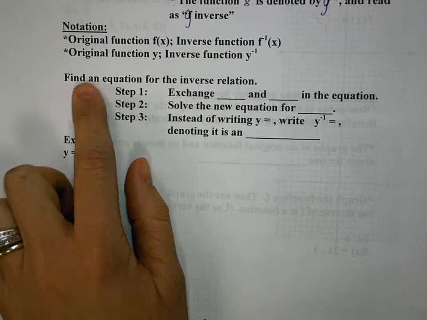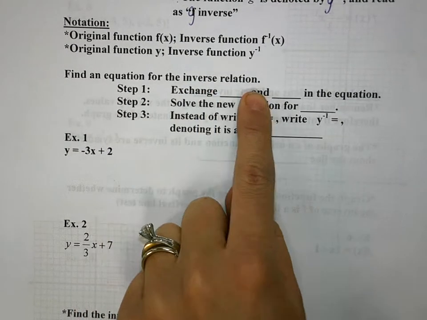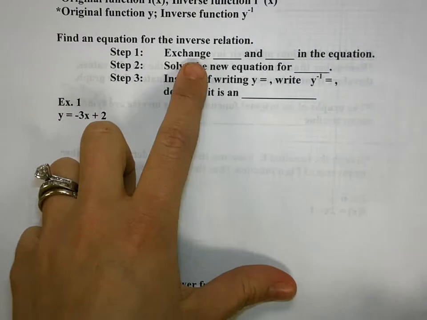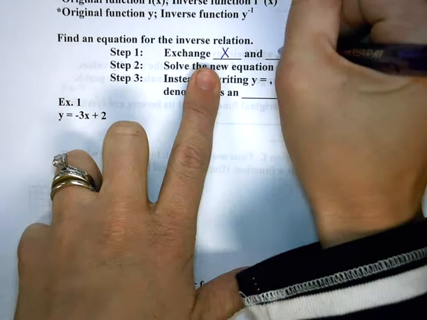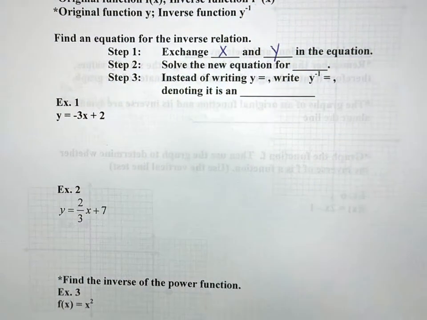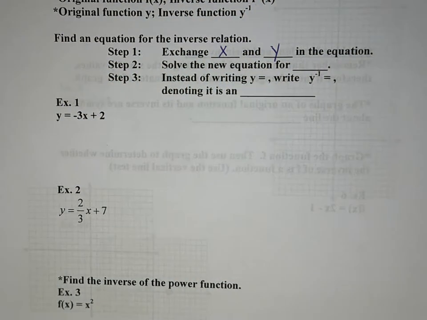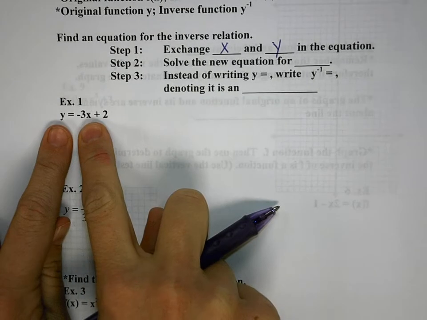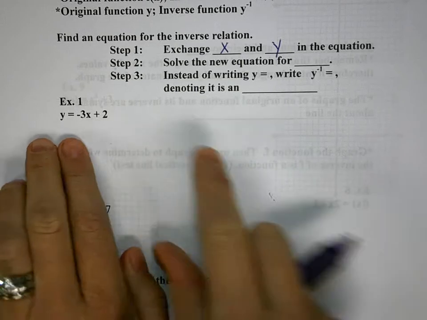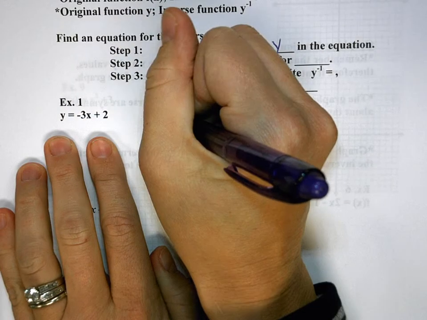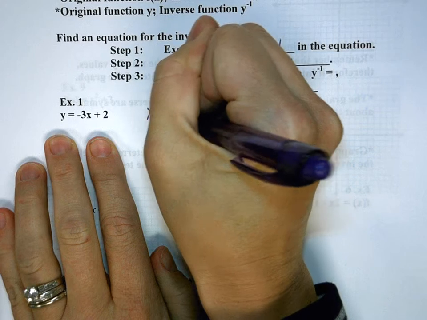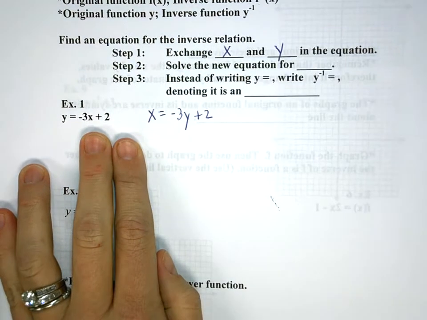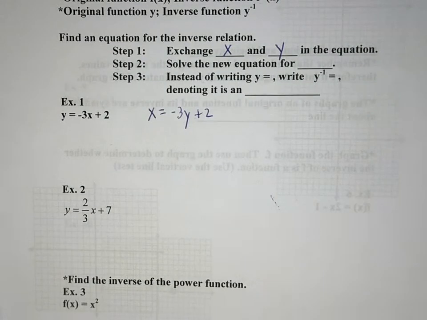All right. So, in order to find an equation for the inverse relation, this is what you will do. So, step 1 is you're going to exchange x and y in the equation. So, we're going to do example 1 while I'm giving you the steps. So, if I exchange x and y in this equation, my new equation will be the same thing, but instead of writing y, I write x. So it's going to be x equals negative 3y plus 2. So again, all I did is exchange x and y.